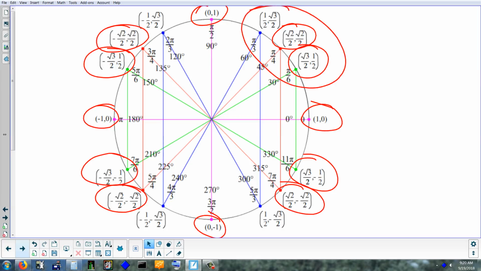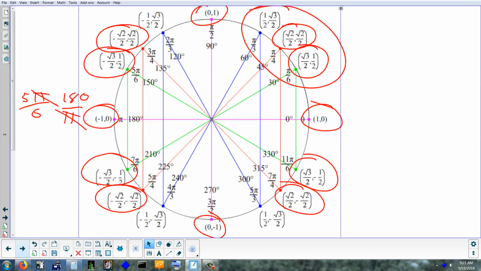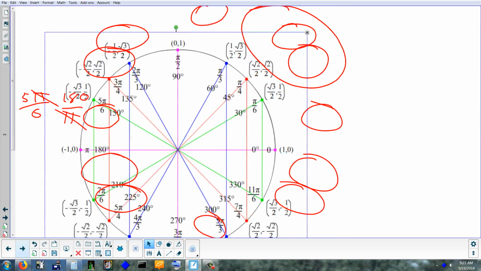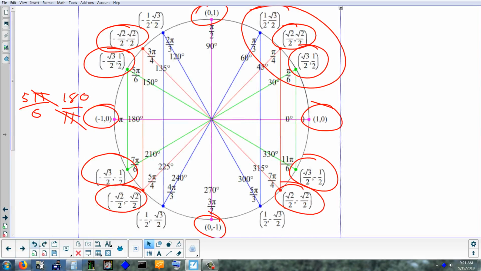And as far as trying to remember 5 pi over 6 is 150 degrees, you don't have to remember that. You can always just off to the side, multiply by 180, divide by pi, type it in on your calculator and figure it out. So you don't even have to memorize the angles. You can always figure it out by hand. It's slower to figure it out by hand. If you memorize it, it's faster, but you don't have to. Okay. So that's unit circle trig.